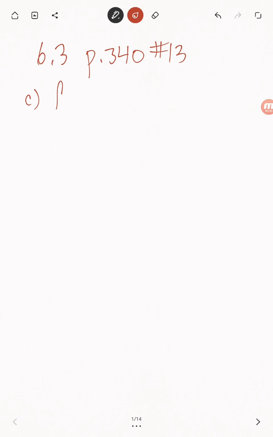The function that we're given is f of x equals 5 log of 2x minus 4 minus 6.